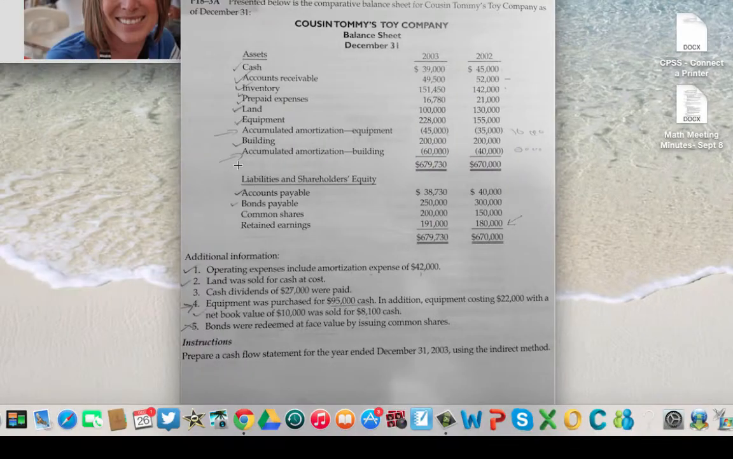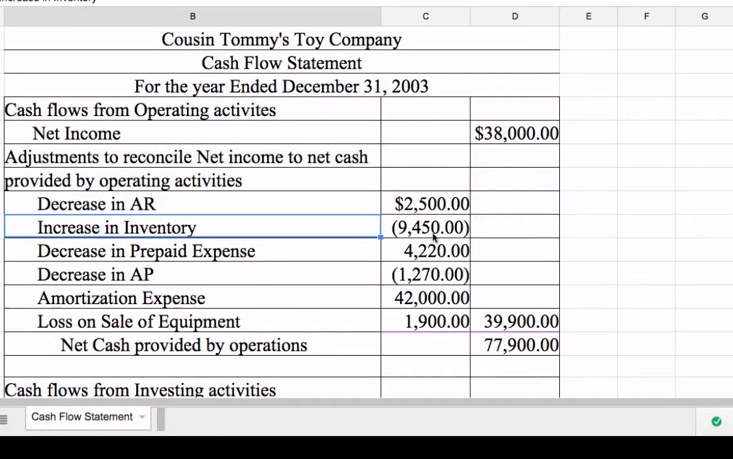Then if you look at your inventory, here it is. It was $142,000 at 2002, and now it's $151,450. It's gone up. So when a current asset goes up, you subtract it. So the difference from the beginning of the year to the end of the year was $9,450. All you do is subtract them to figure out what it was. And because it went up, we're going to type increase in inventory, and we're going to make it negative here.